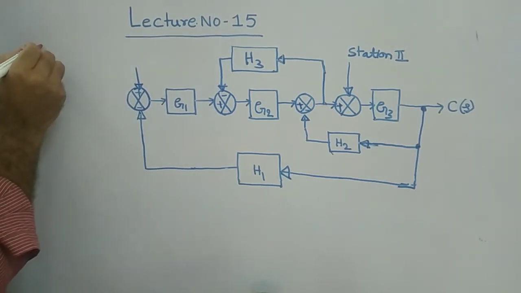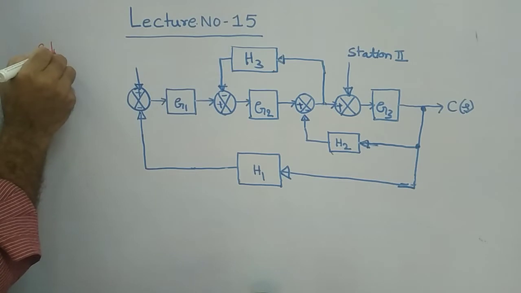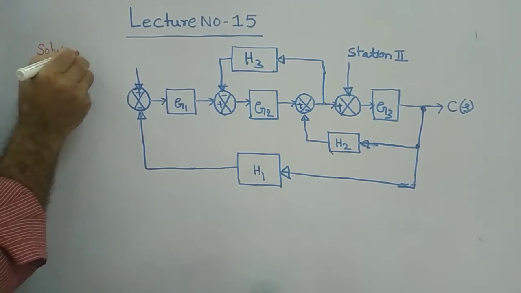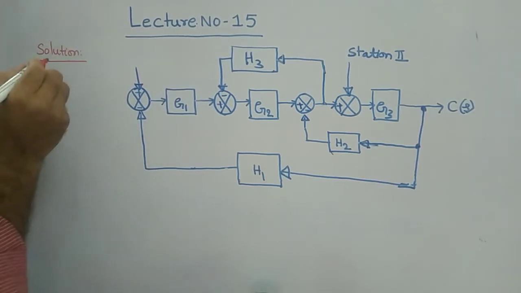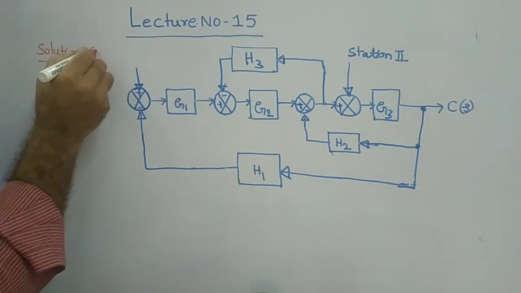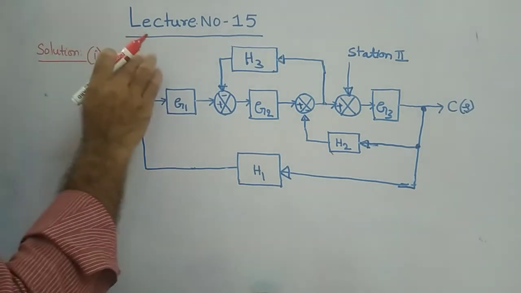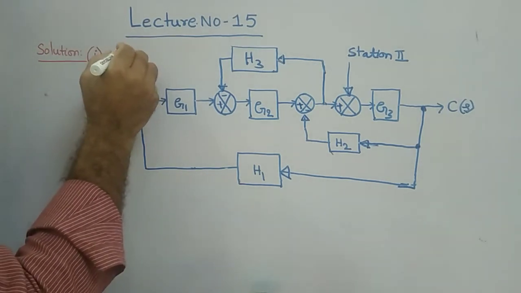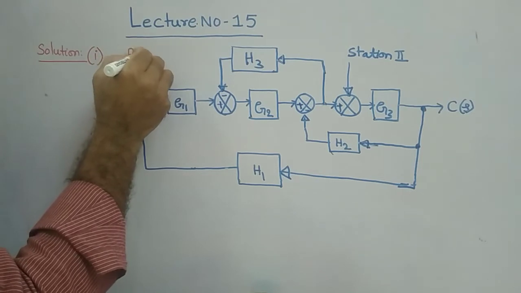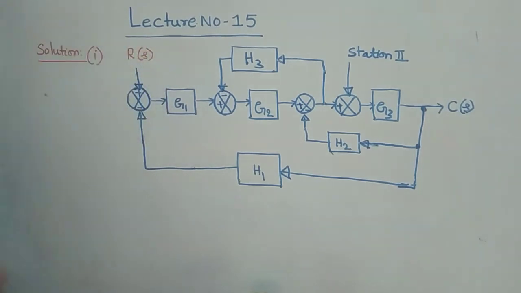Now see the solution. Solution for the first point, point number 1. At station 1, we are assuming that R of s is there. You have your R of s here at station 1.